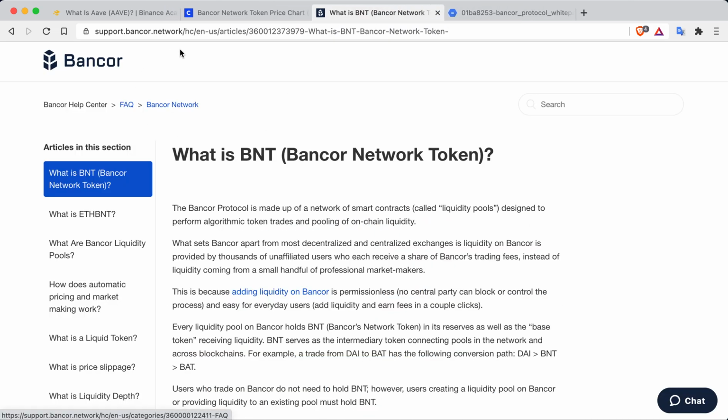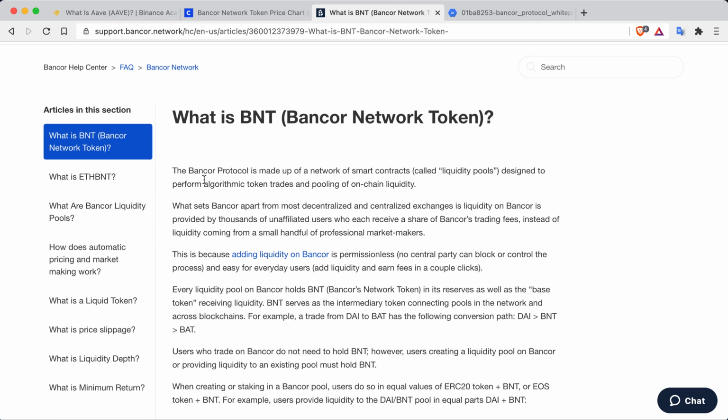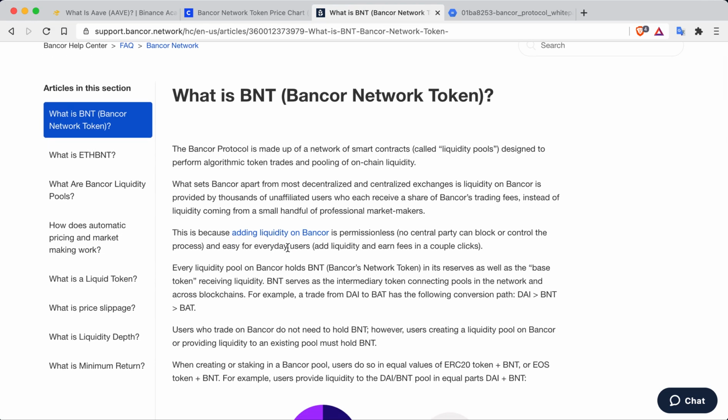Ultimately, we will start with their website. What is BNT? Okay, so Bancor Protocol is made up of a network of smart contracts called liquidity pools, designed to perform algorithmic token trades and pooling of on-chain liquidity. What sets Bancor apart from most decentralized and centralized exchanges is that liquidity on Bancor is provided by thousands of unaffiliated users who each receive a share of Bancor's trading fees, instead of liquidity coming from a small handful of professional market makers.